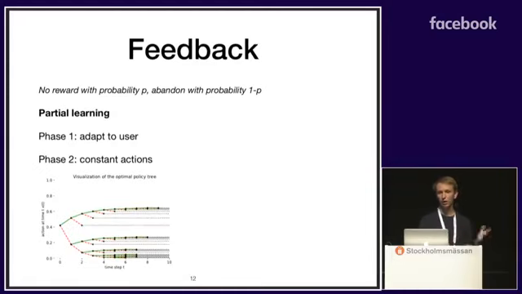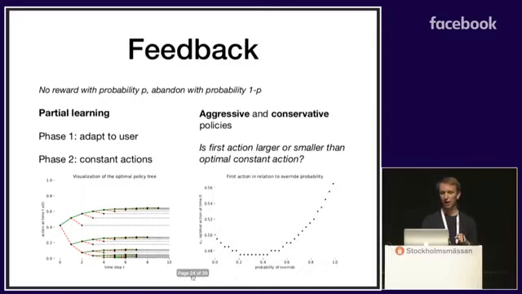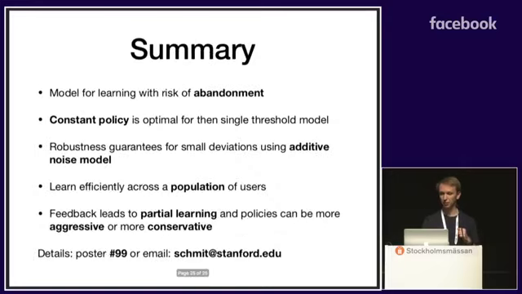Then there are two interesting phenomena. The first is that of partial learning, where there's a phase where the optimal policy adapts to the user's preferences, but at some point it's going to play a constant policy. The second interesting part that we empirically show is that you can look at the first action of this optimal policy with this feedback mechanism, and see whether this action is larger or smaller than the constant policy, and we see that sometimes it's aggressive and sometimes it's conservative.